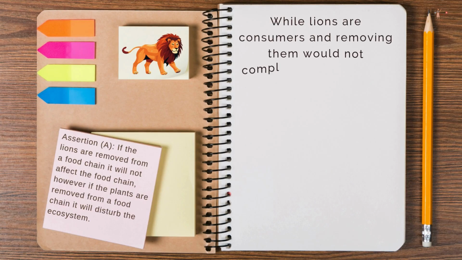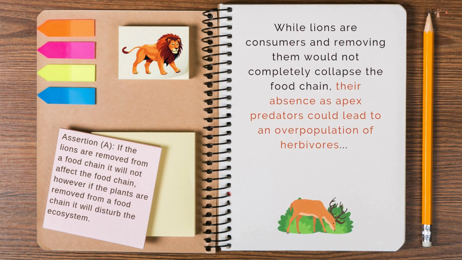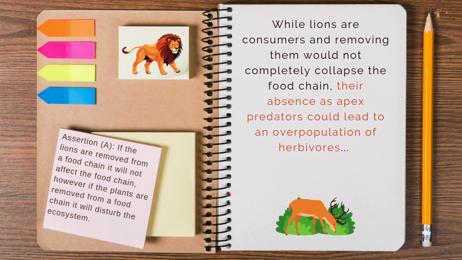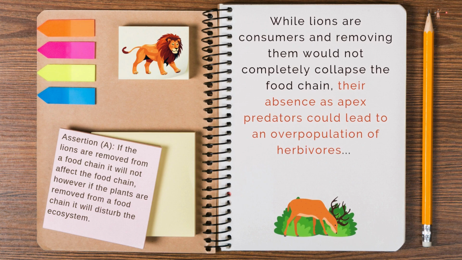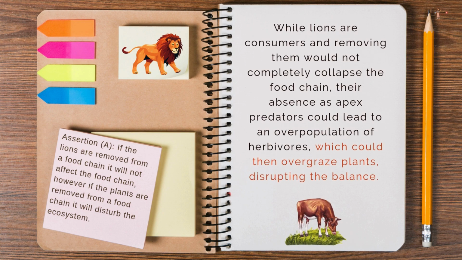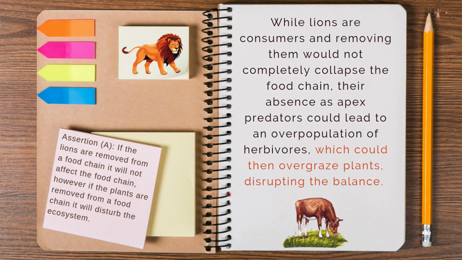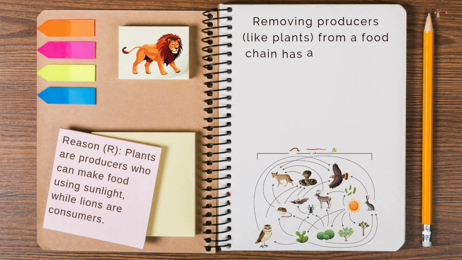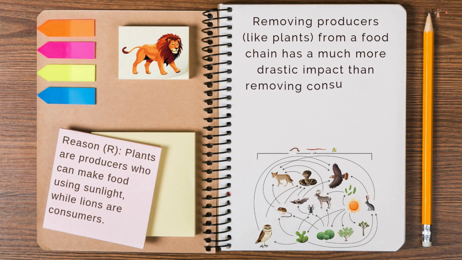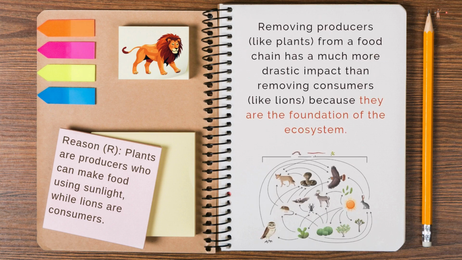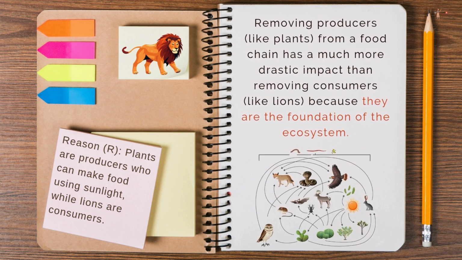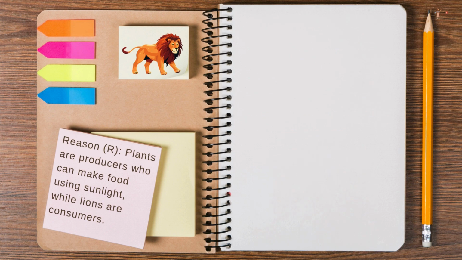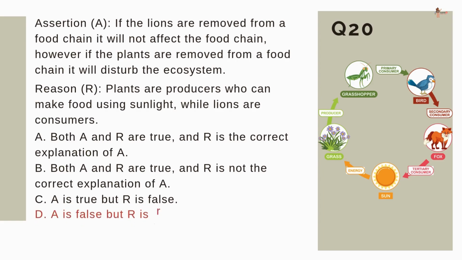While lions are consumers and removing them would not completely collapse the food chain, their absence as apex predators could lead to an overpopulation of herbivores, which could then overgraze plants, disrupting the balance. Removing producers like plants from a food chain has a much more drastic impact than removing consumers like lions because they are the foundation of the ecosystem. Thus, clearly, assertion is false but reason is true.